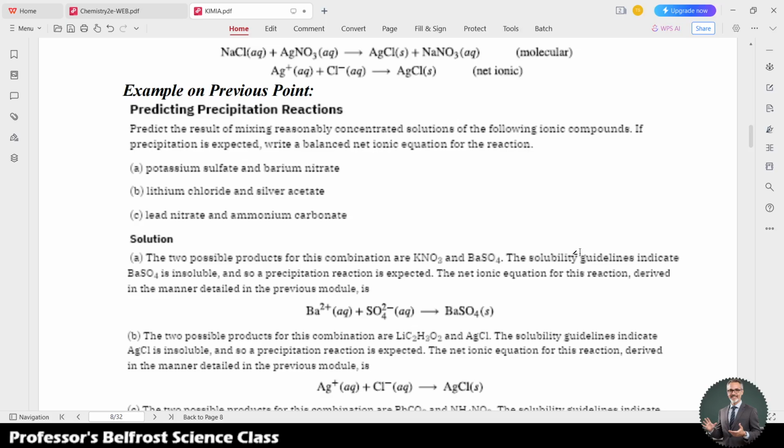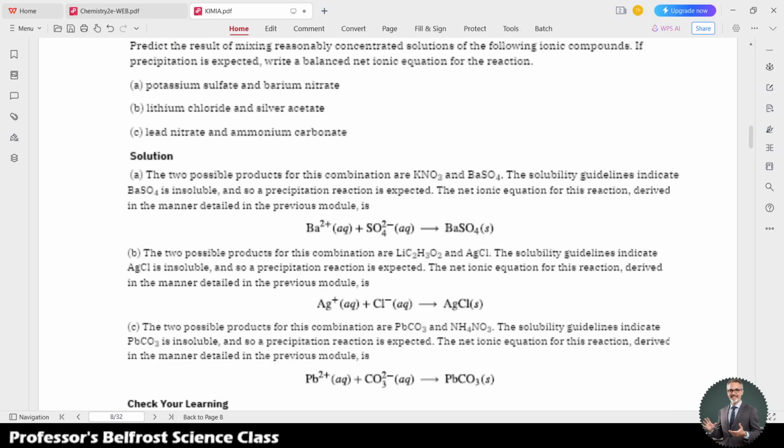So you see that AgCl is insoluble, so we expect that a precipitation reaction happens. So the net ionic reaction is Ag+ plus Cl- results in AgCl.